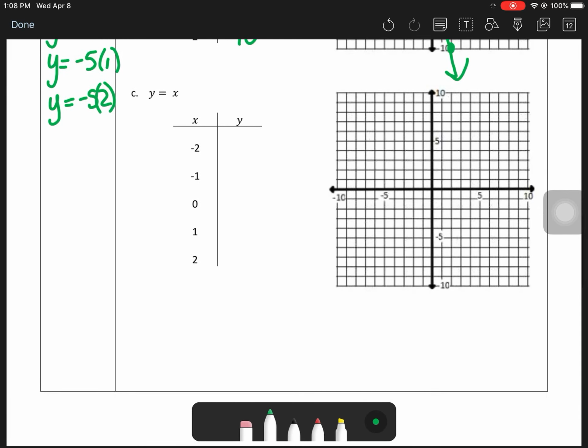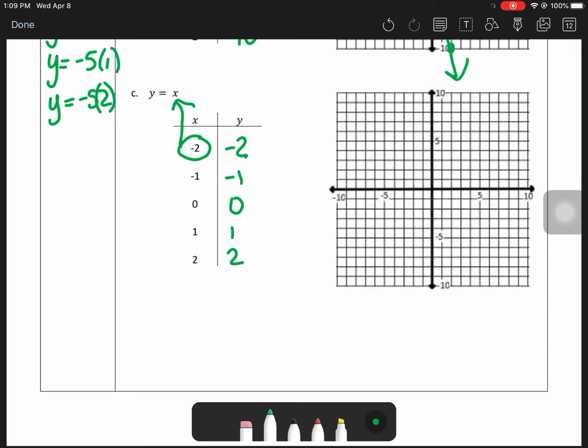Okay, next question, letter C says y equals x. So if x is negative 2 and I substitute it in, then y is negative 2. This means that each of these values are exactly the same, because they are equal to one another.